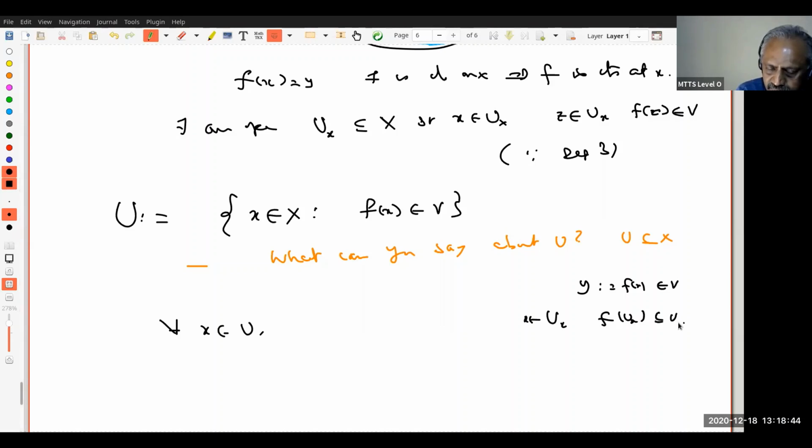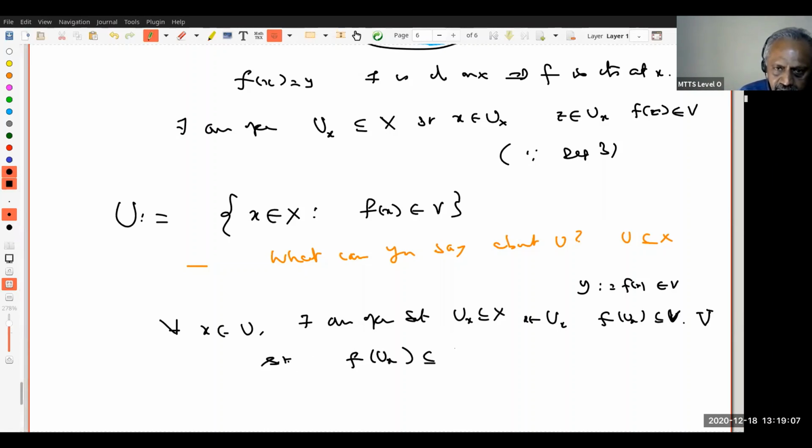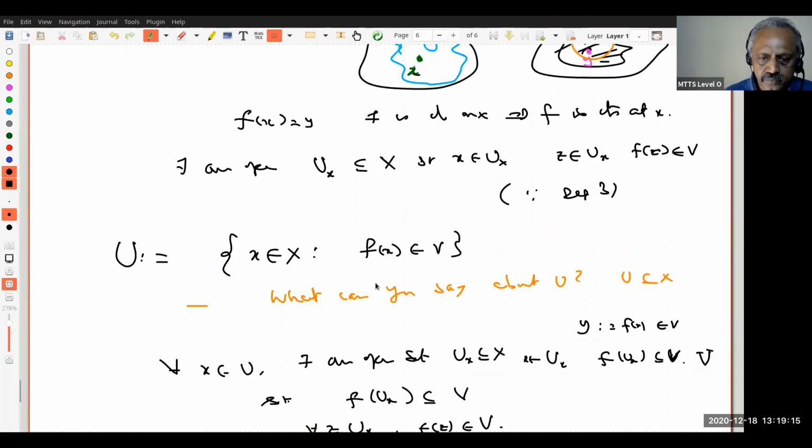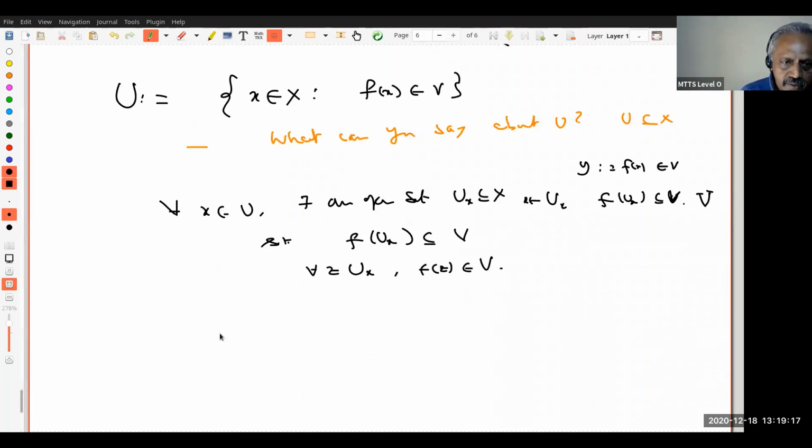You understand this? Sure? That means this is contained in V. Therefore, for each x there exists an open set Ux in X with the property that f of Ux is contained in V. That is, for every z in Ux, f(z) is in V. Okay, so now next question: what is the relation between Ux and U?